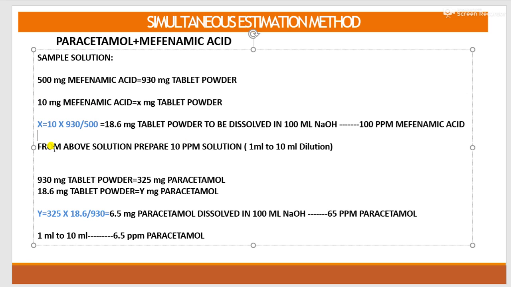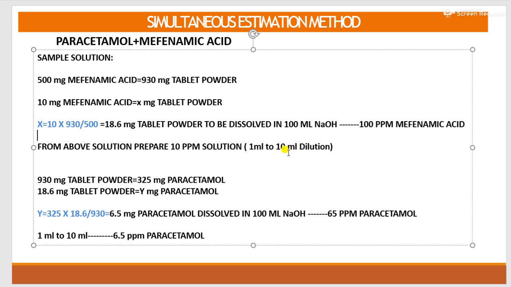Now from the above solution, you have to prepare a 10 ppm solution. Of course you have to filter before this procedure. Once you make up the volume up to 100 ml to prepare the 100 ppm solution, filter the solution, and from that accurately measure 1 ml of solution and dilute it up to 10 ml. So you will get 10 ppm of mefenamic acid. Now this is all about the mefenamic acid.